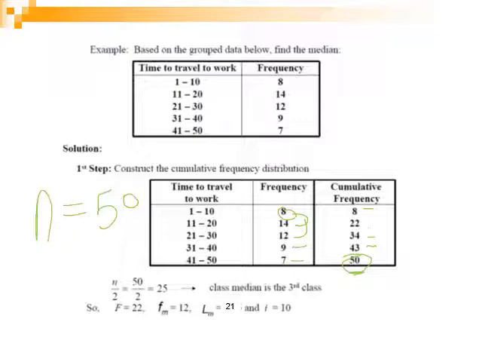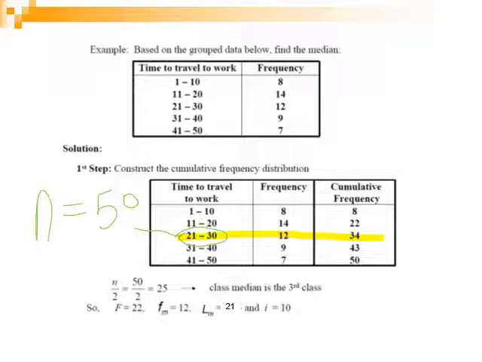Now, how can we decide the median class? We have 5 classes, so the median class is the class in the middle, which is from 21 up to 30. Here we decided that the median class for this region is from 21 to 30, and its frequency is equal to 12, and its cumulative frequency is equal to 34.